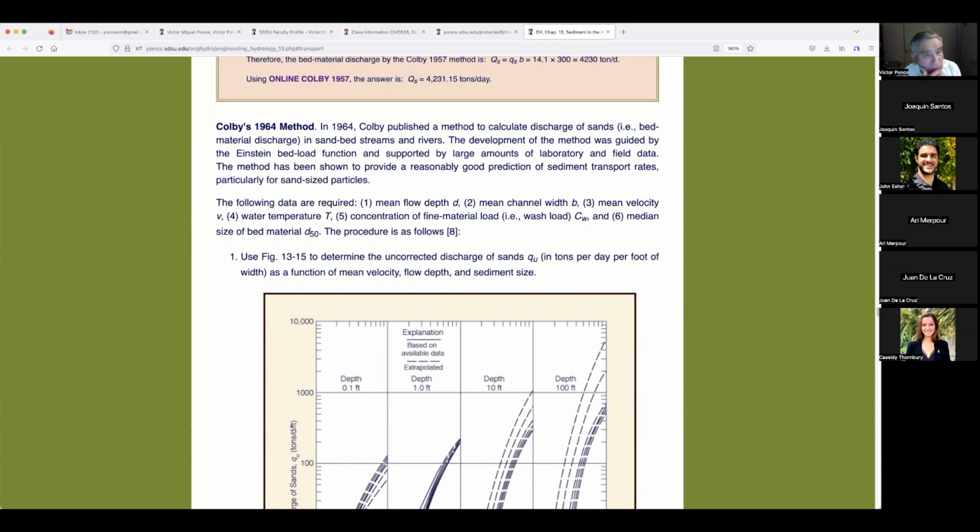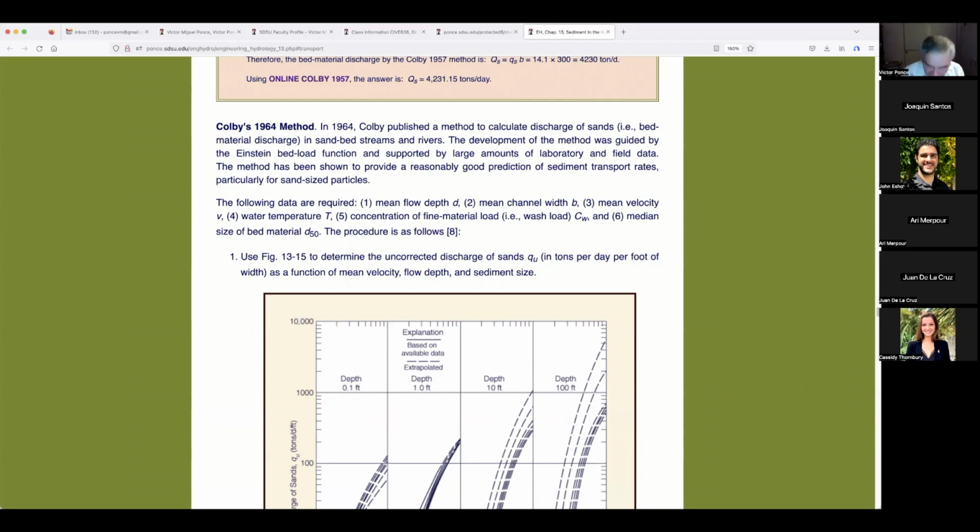So in 1964, Colby published a method to calculate discharge of sands, bed material discharge in sand bed streams. Let's say this, discharge of sands. So can the Colby method calculate gravel? The answer is no, absolutely no. It only calculates sands, and only sands of a certain size, not too coarse and not too fine.